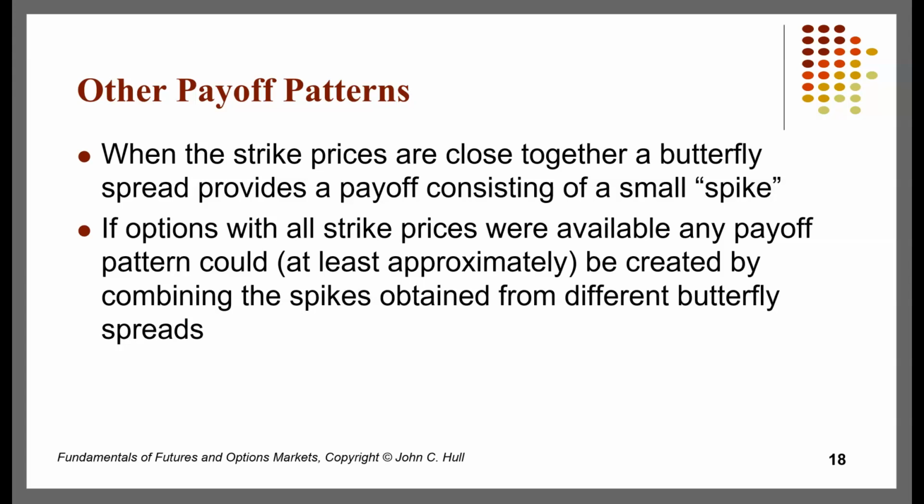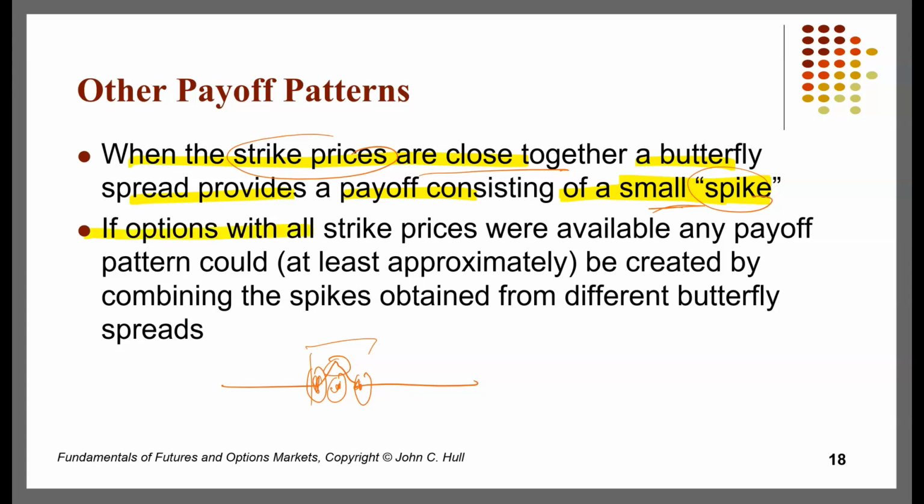All right, so finally, we have a variety of other payoff patterns that we could look at. When the strike prices are close together, a butterfly spread provides a payoff consisting of a small spike. Remember what our butterfly spread looked like: a payoff that looks something like this. So if the strike prices are close to each other, the spike here is going to be small. We had the strike prices K1, K2, and K3. This is the first long call, the second long call, and here we have the short ones. And so the peak here is going to be a smaller spike.